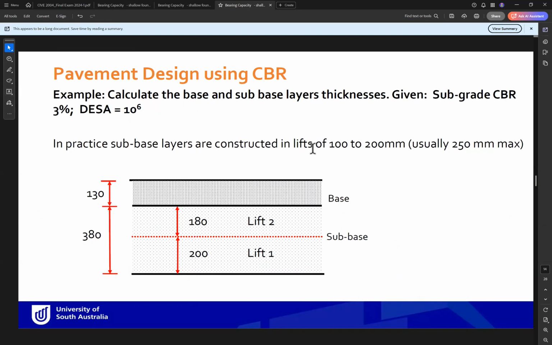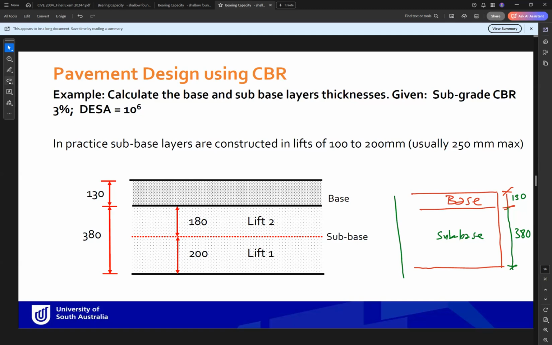And then what you need to do as well, you need to show a diagram of the layers. So we will have a cross section of the pavement. This layer is the base, and the second layer is the sub base. How much is the base? 130. How much is the sub base? 380. So the total thickness we got is 510 millimeter.